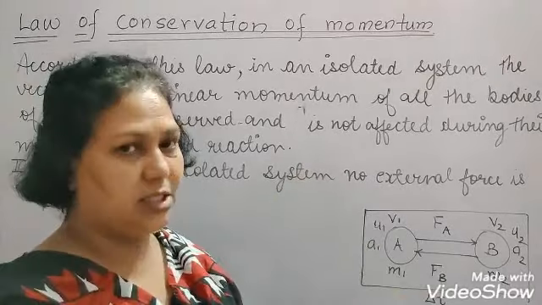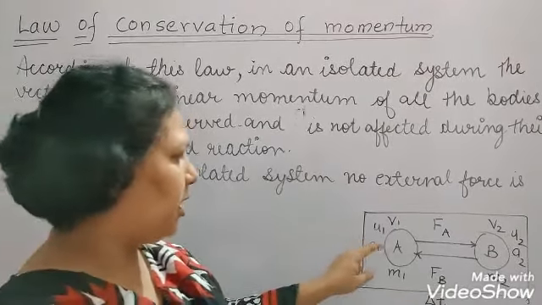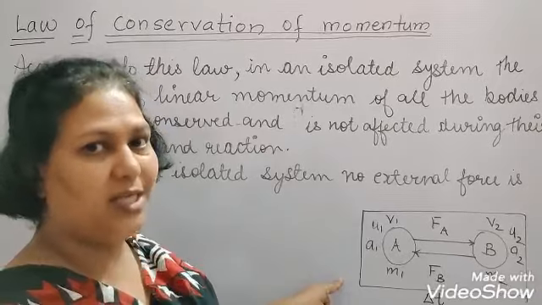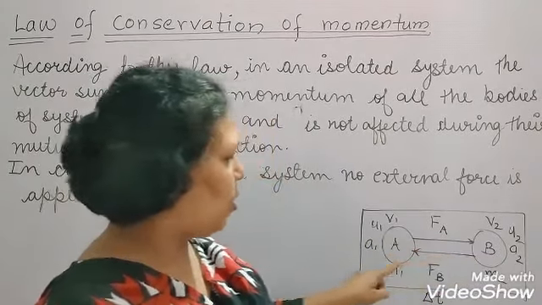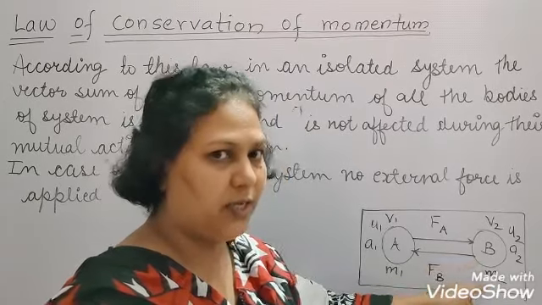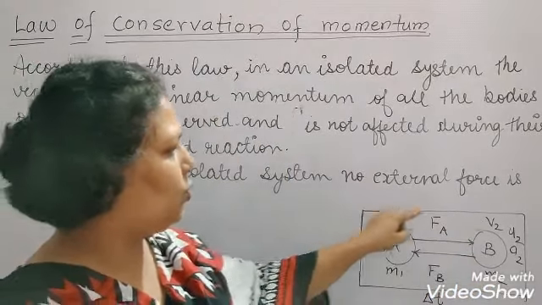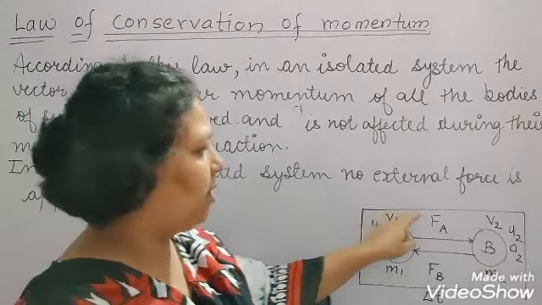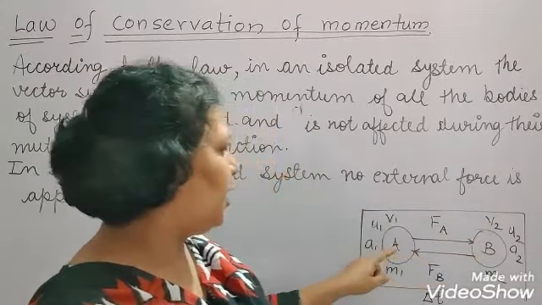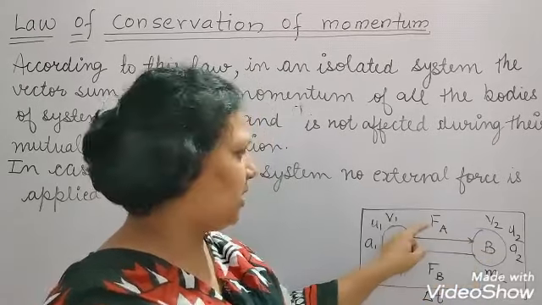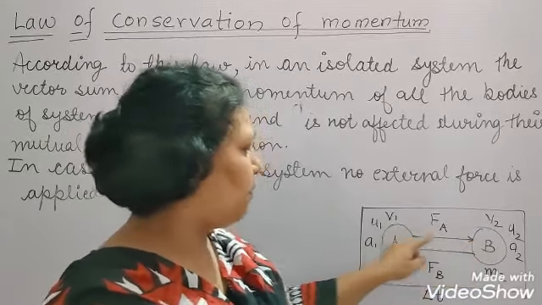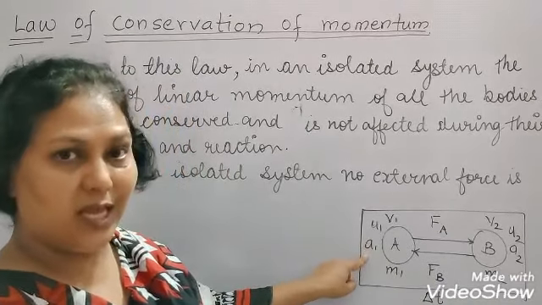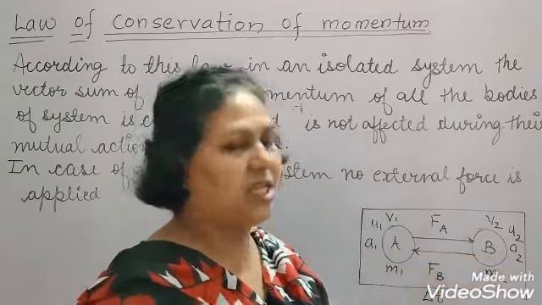Once again I am explaining: I have taken an isolated system in which there are two bodies, A and B, of mass m1 and m2 respectively, moving with initial velocities u1 and u2 respectively. After collision they are moving with velocities v1 and v2 respectively. A is applying force on B, indicated with FA, and B is applying force on A, indicated with FB. The acceleration produced on body A is a1 and on body B is a2.